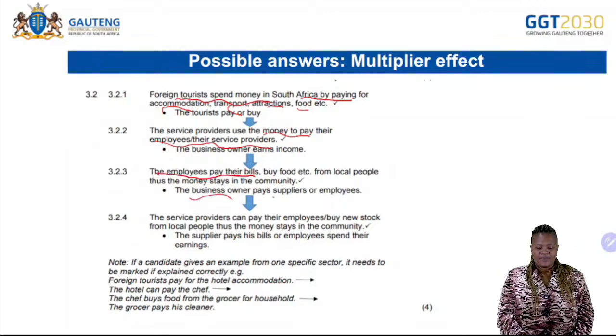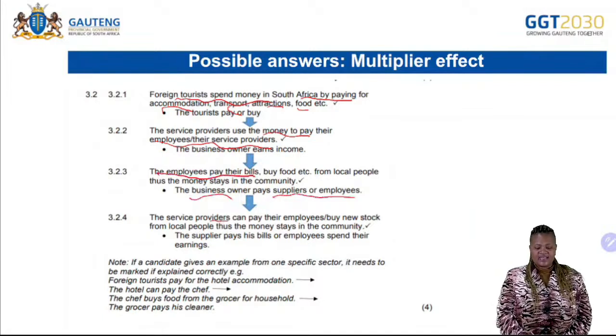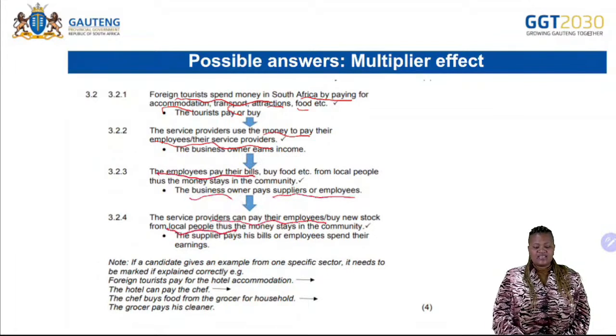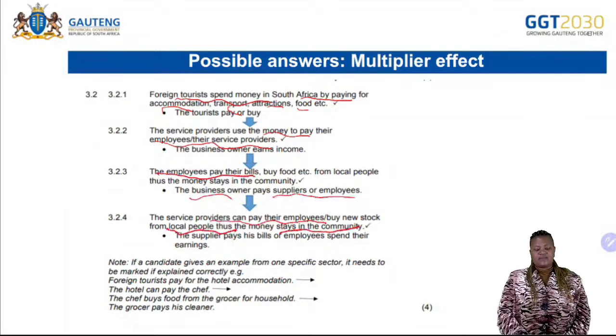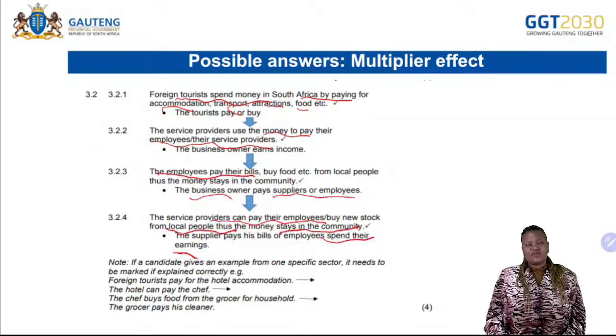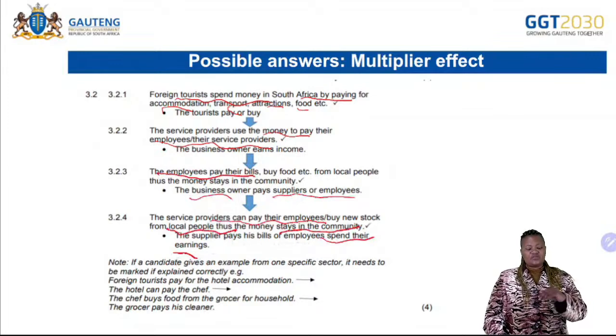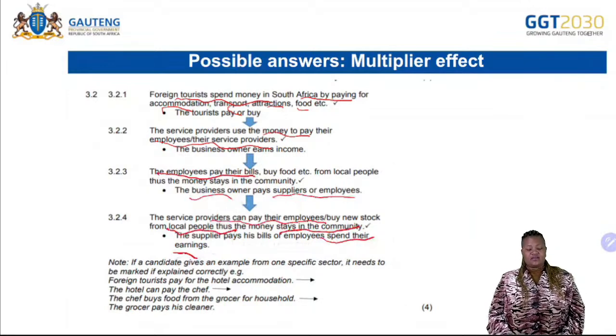Then the business owner pays suppliers or employees. At 3.2.4, the service providers can pay their employees and buy new stock from local people, thus the money stays in the economy. The supplier pays the bills of employees, and the employees spend their earnings. So once you have a basic understanding of the multiplier effect, it should be easy to complete any diagram that needs you to apply a practical example.